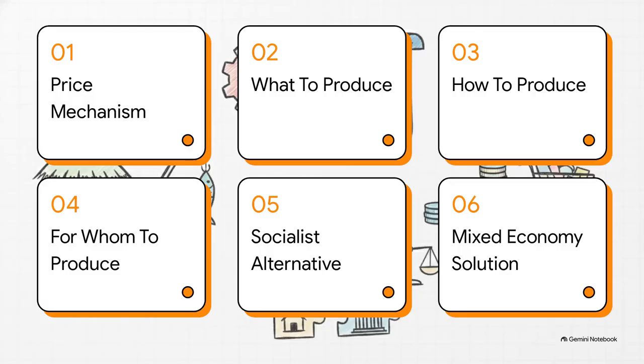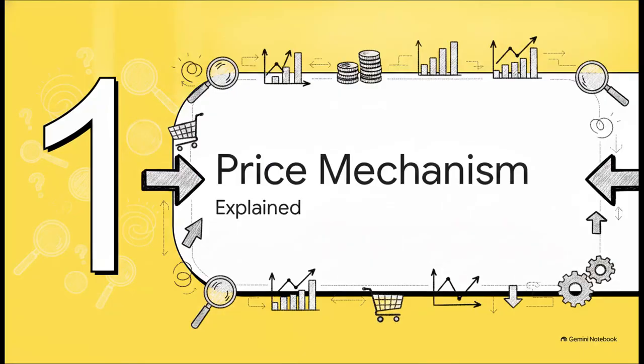Here is our roadmap for today. 1. Price mechanism explained. 2. What to produce. 3. How to produce. 4. For whom to produce. 5. The socialist alternative. And 6. The mixed economy solution. Let's just jump right in. Starting with Section 1, Price mechanism explained.